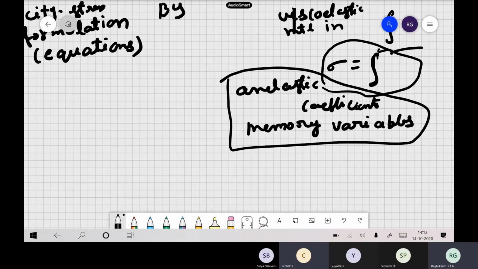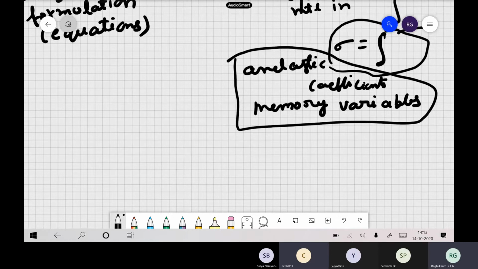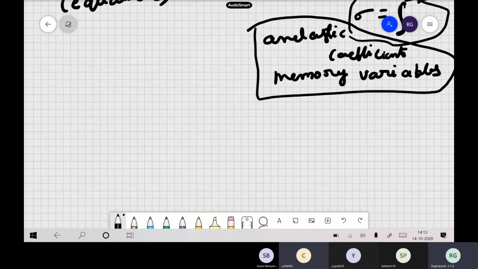What is the main principle? What was the main motivation behind these anelastic coefficients, memory variables, and standard linear solids? You remember, we wrote it in terms of anelastic coefficients. What was the main philosophy? Why? So nobody remembers the basic philosophy I'm asking you.